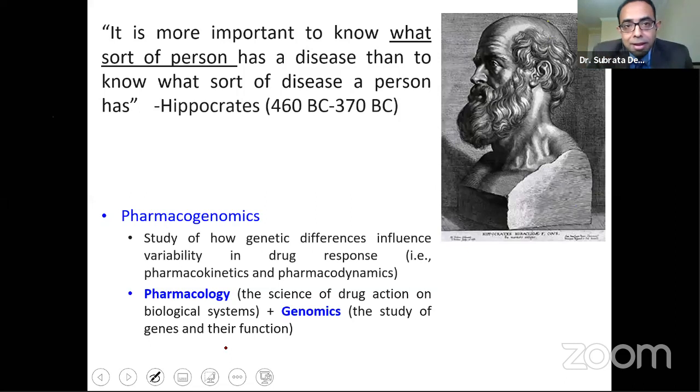But the bottom line is, to get the optimum outcome of a drug treatment, we need to realize an area called pharmacogenomics, which is a combination of two terminologies, pharmacology and genomics. And if you combine them, it becomes pharmacogenomics, essentially the study of genes in drug response.